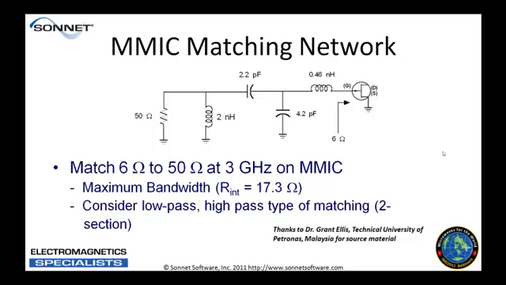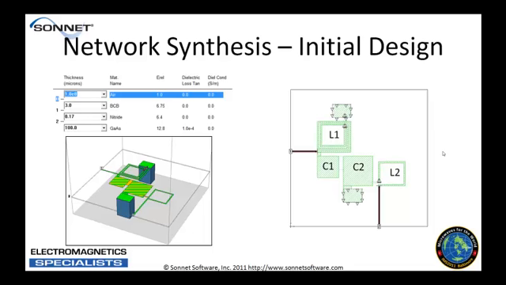Okay, we're going to apply what we're learning here about EM port tuning to an actual example of an MMIC matching network. For this example, we're going to match a 50 ohm input to a 6 ohm output. It's actually going to match into the gate of a high power active device, and we're going to use a two-section matching circuit. It's a low pass, high pass type of matching. A realization of this matching circuit might look as follows.